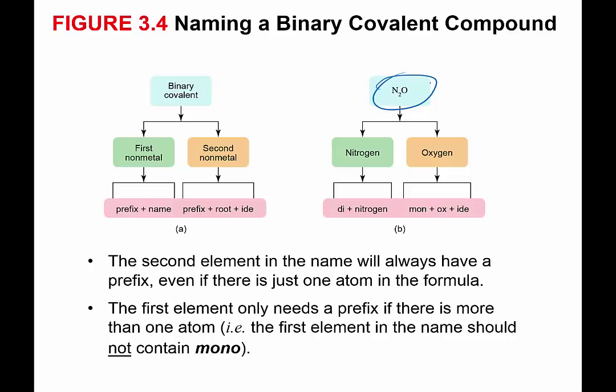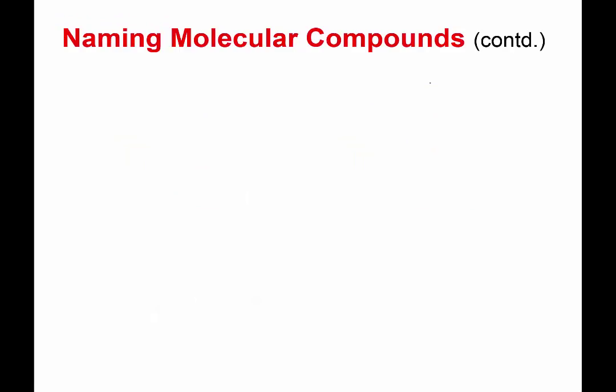So you cannot just say dinitrogen oxide because that doesn't tell you how many oxygens there are. So we use the mono prefix, and actually monooxide becomes monoxide. So in total, the name is dinitrogen monoxide. So you always want to put a prefix on the second element, even if there's only one of that element, use the mono prefix, but we don't put mono on the first element.